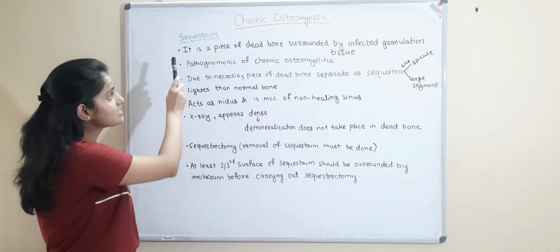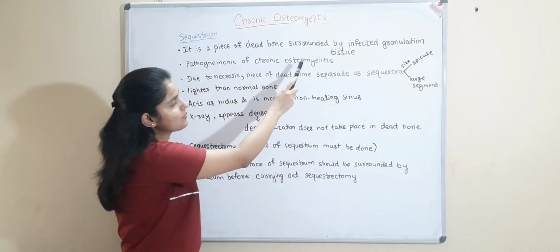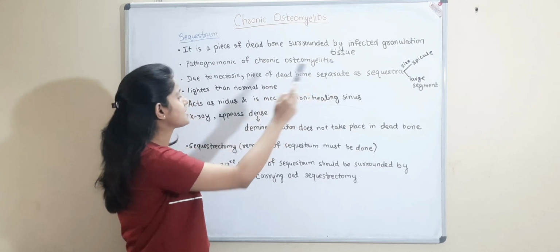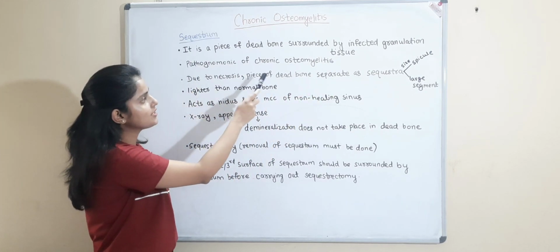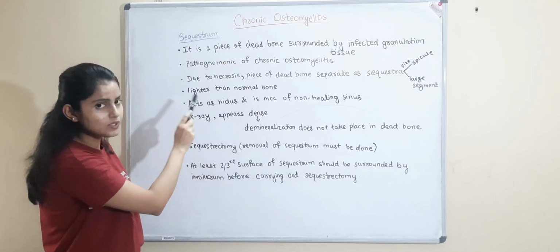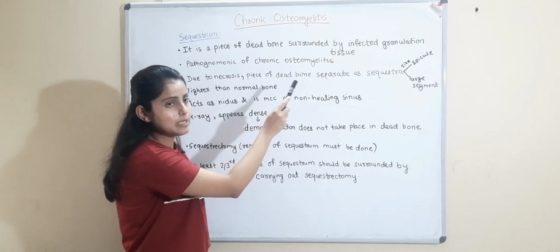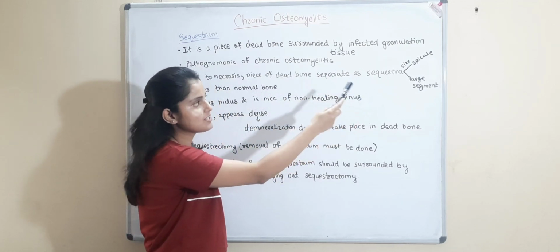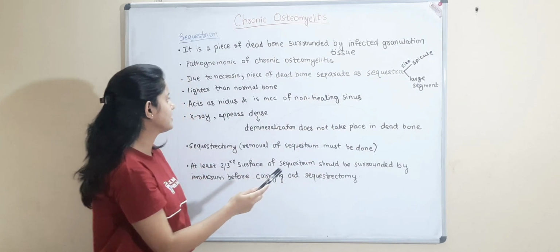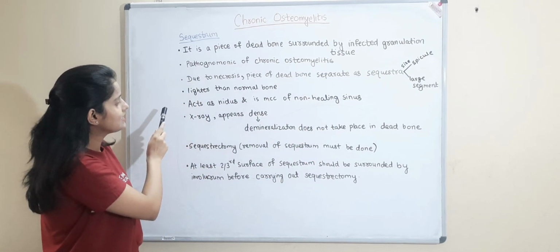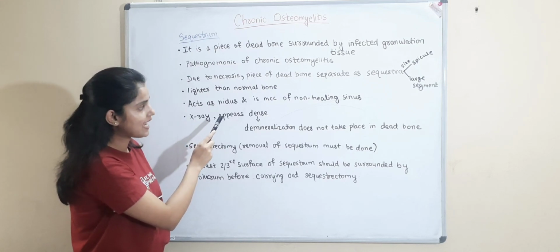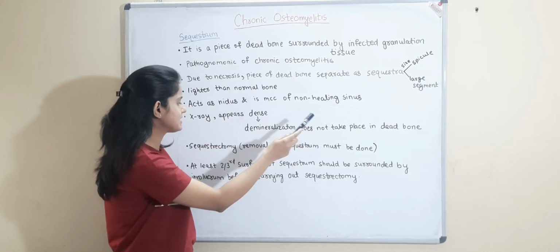Sequestrum. Sequestrum is a piece of dead bone surrounded by microorganisms and the granulation tissue. The presence of sequestrum is pathognomonic for chronic osteomyelitis, and due to necrosis, this piece of dead bone separates as sequestra, whose size varies from small spicule to large segment, and this sequestrum is lighter than the normal bone, and sequestrum acts as a nidus, and this is the most common cause of non-healing sinus.